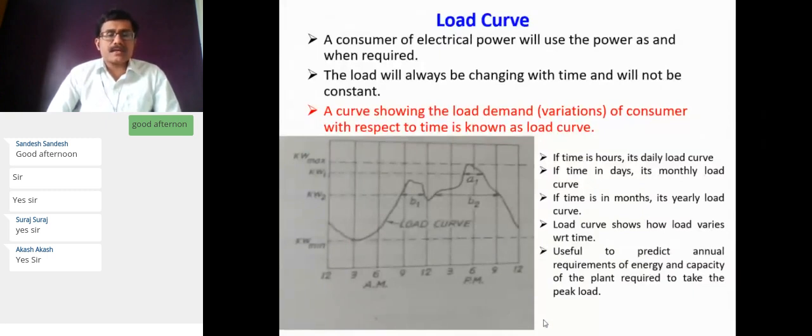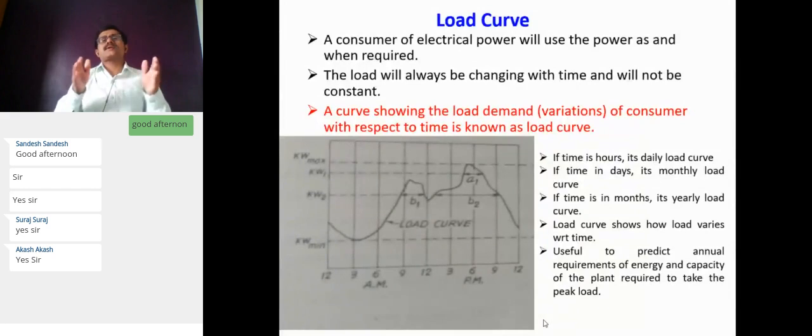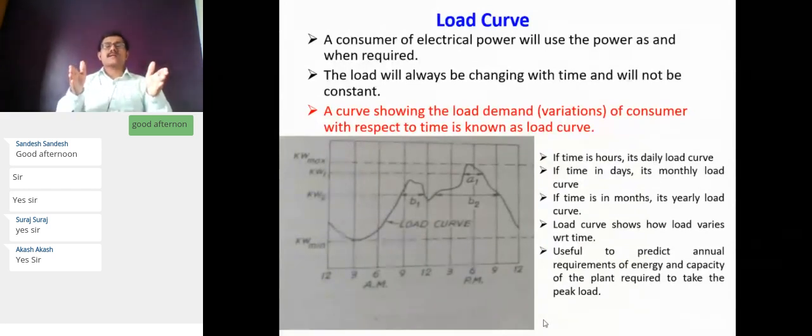The definition of the load curve can be seen there, written in red color. What is stated? A curve showing the load demand or load variations of a consumer with respect to time is known as load curve. So it is nothing but the pattern by which the consumer consumes electricity over the time interval under consideration.